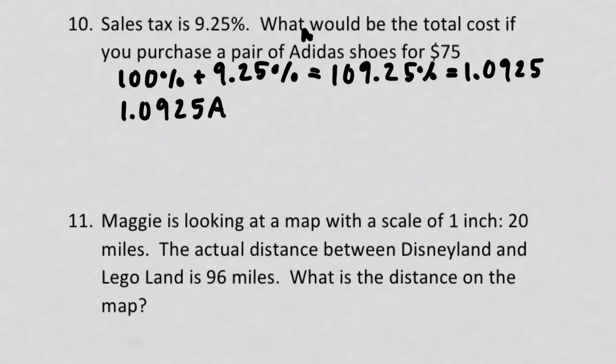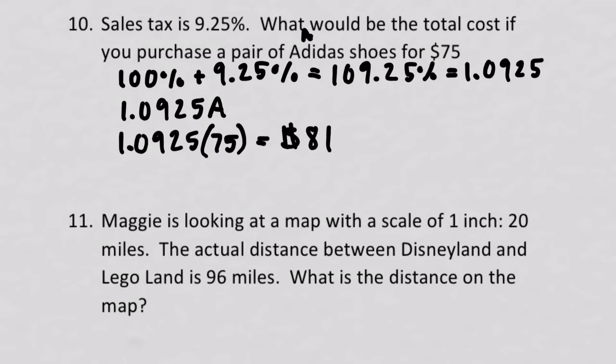And now I can finally answer my question. The question is, what would be the price if the Adidas shoes are originally $75? That's A. Okay, that is A, represents the original price of the Adidas shoes. So if I plug that in, I get 1.0925 times $75. Okay, and we go ahead and do that on a calculator. And my calculator says that this will be $81.94. That's your final answer for this one.